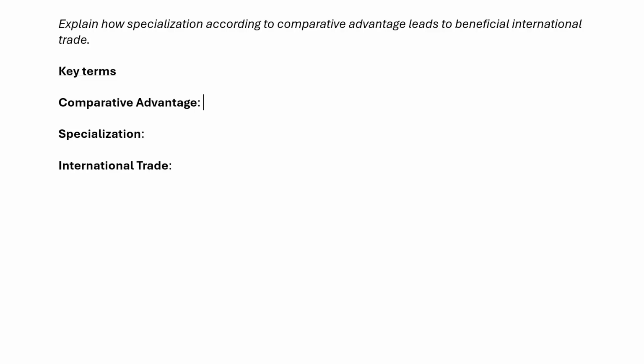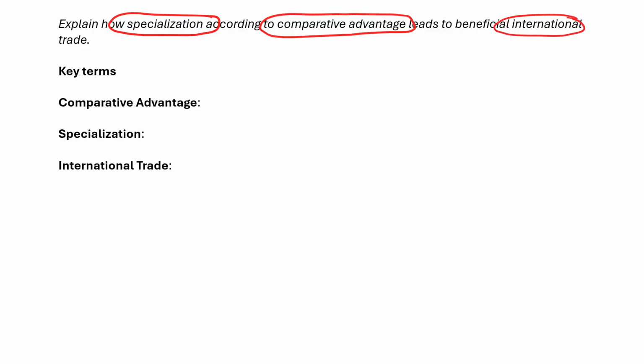So, in terms of keywords or key definitions, there are the 3 key terms that I've identified. These are comparative advantage, specialization, and international trade. If you look closely at the question itself, we've got specialization, comparative advantage, and international trade. So I think these are 3 important concepts that we should probably define right at the beginning. So let's jump straight into it.